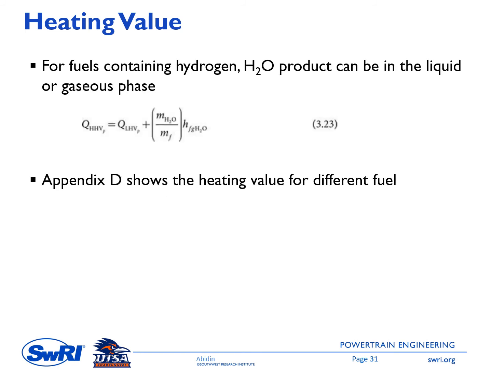For fuels containing hydrogen, the H2O product can be in the liquid or gaseous phase. Because of this, we have 2 types of heating value. One is the higher heating value, HHV. This is when the H2O product is in the liquid phase. The second one is the lower heating value, LHV. This is when the H2O product is in the gaseous phase. And the difference between HHV and LHV is the heat of H2O evaporation.